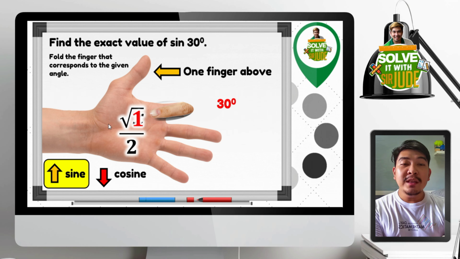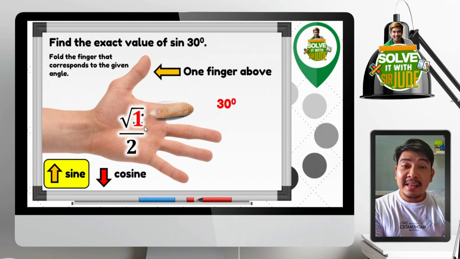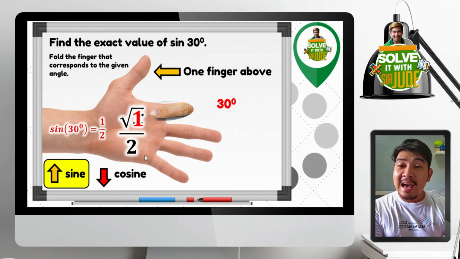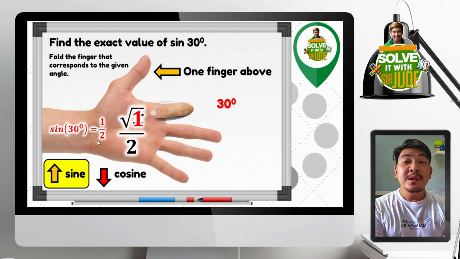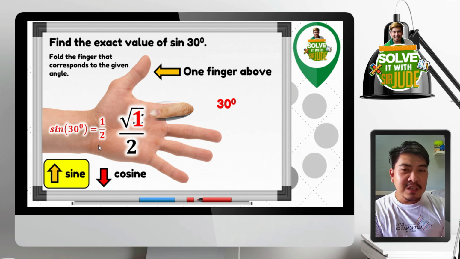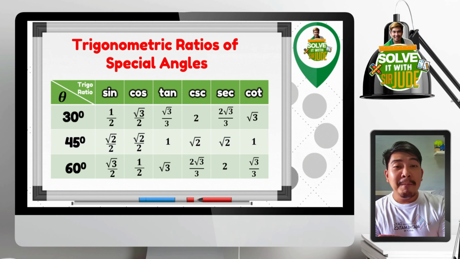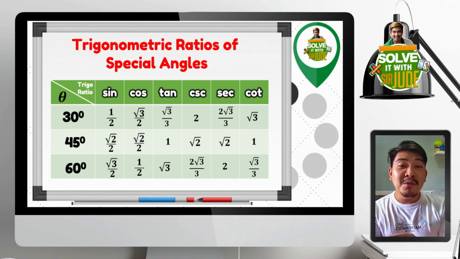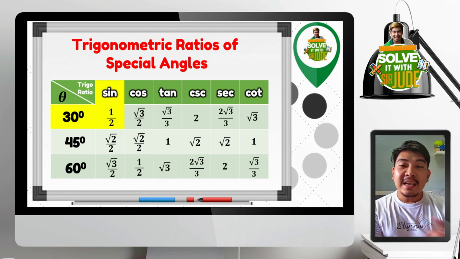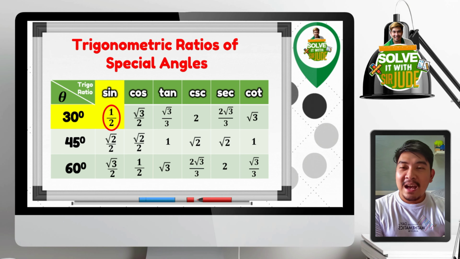And if we get the square root of 1, the square root of 1 is just equal to 1. Hence, we have the expression 1/2. And we can say that sine 30 degrees is just equal to 1/2. So let us now see kung tama ba or tugma ba yung sine 30 degrees doon sa table na ginawa natin. So sine 30 degrees is 1/2.